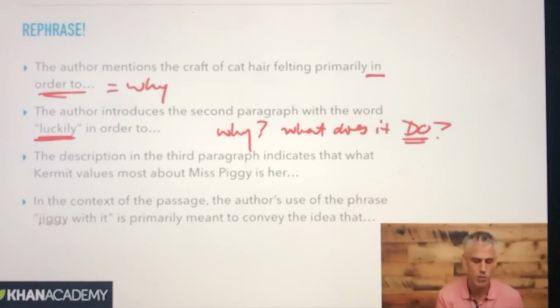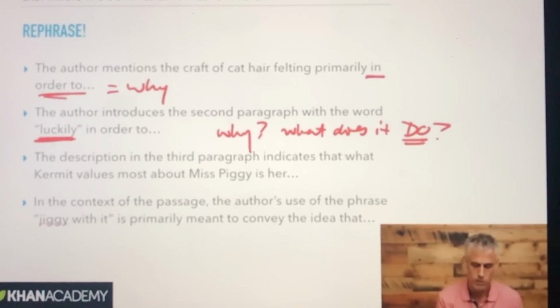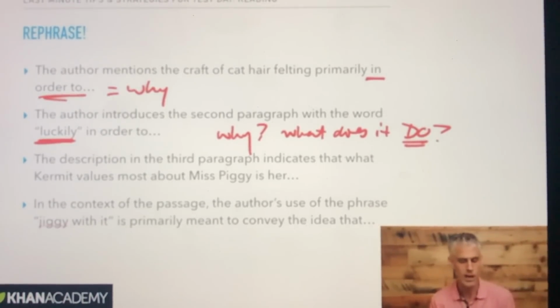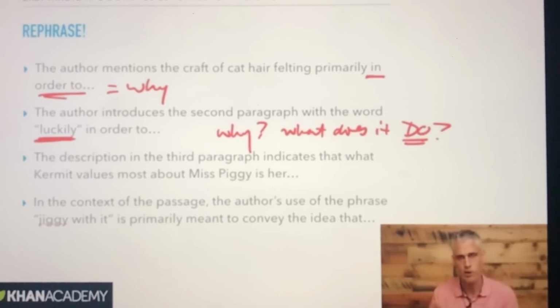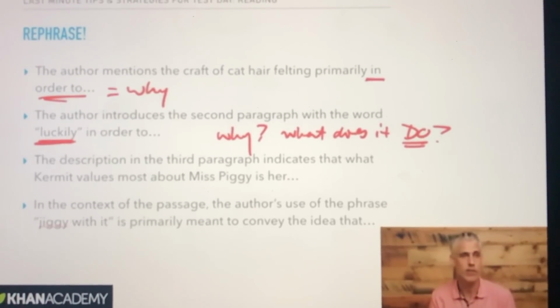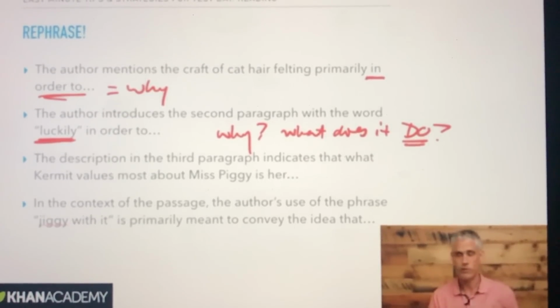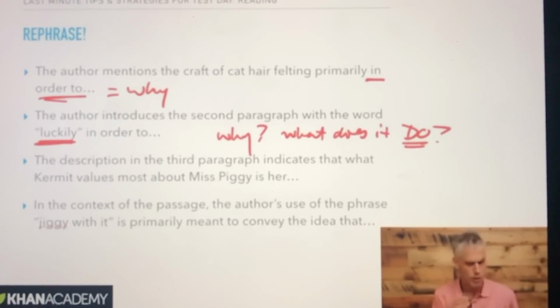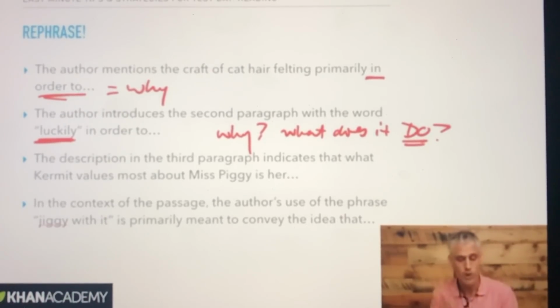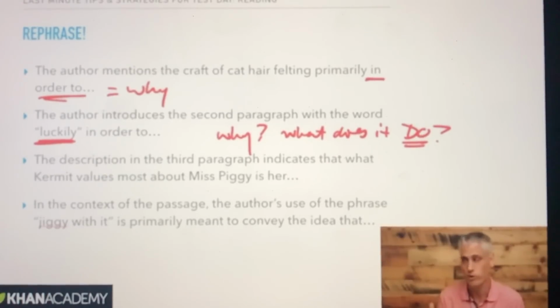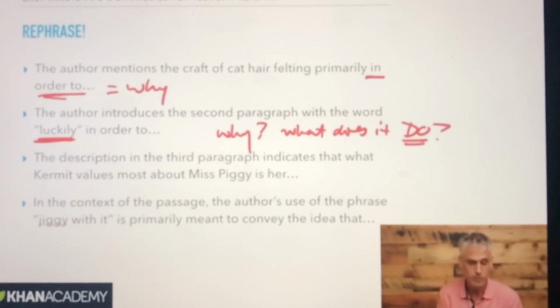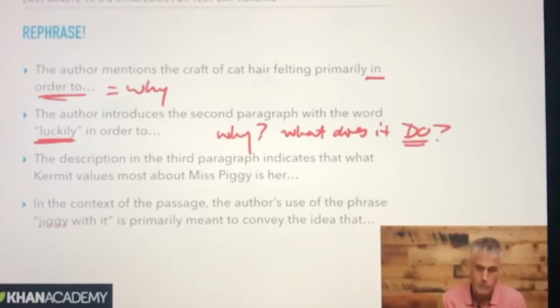The description in the third paragraph indicates that what Kermit values most about Miss Piggy is her... Is her what? So you go back and you say, how do I phrase it? Like, what does he value most about her? And you go back, and you may discover that it's her strength. There's an example of her strength, or her loyalty, and you'd say, oh, it's the loyalty, and you cross out the answer choices that don't include loyalty, because there's evidence that tells you that in the third paragraph, loyalty is key.